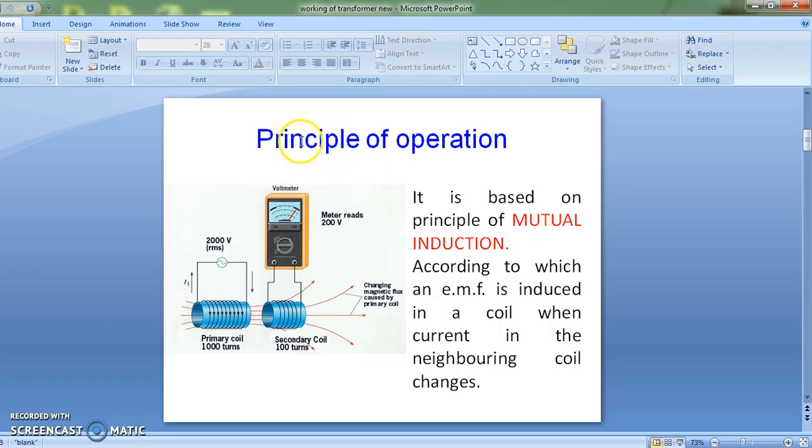Now, the principle of operation: the transformer works on the principle of mutual induction, according to which an EMF is induced in a coil when current in the neighboring coil changes.